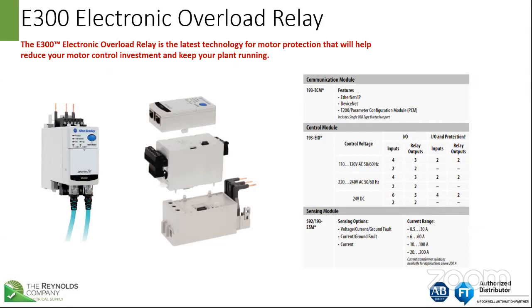Then the control modules, there's various options for that, for different voltages, different outputs, inputs, and then the sensing modules come in three varieties with the current range changing: voltage, current, ground fault; current, ground fault; or just current. So there's your options on that. Next slide.